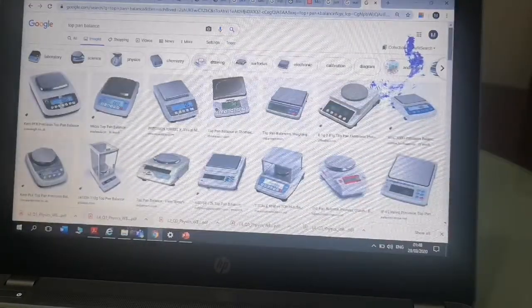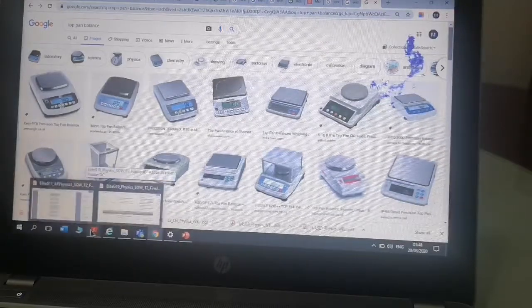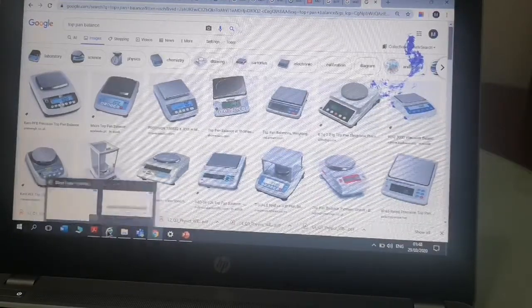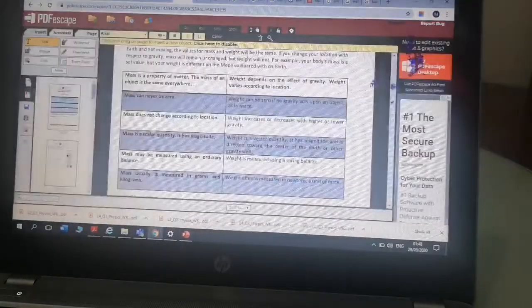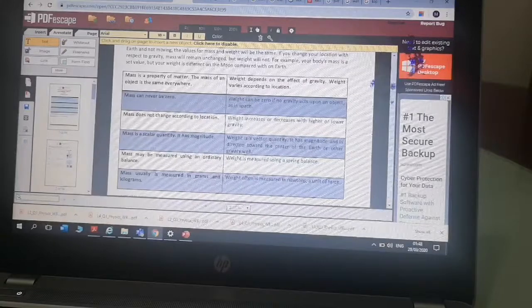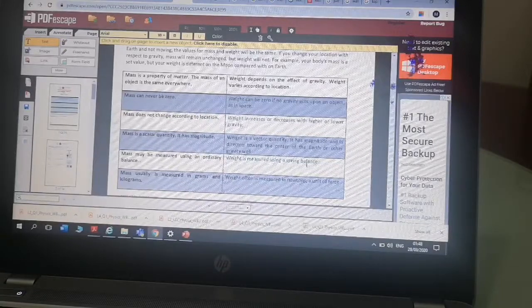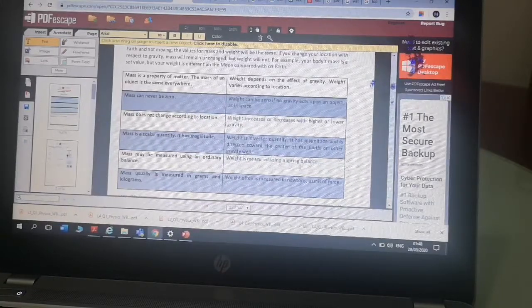Now, we don't use the same thing for measuring force. So use a balance to measure mass. Weight is measured using something else because it's a pulling force. We use something called a spring balance.